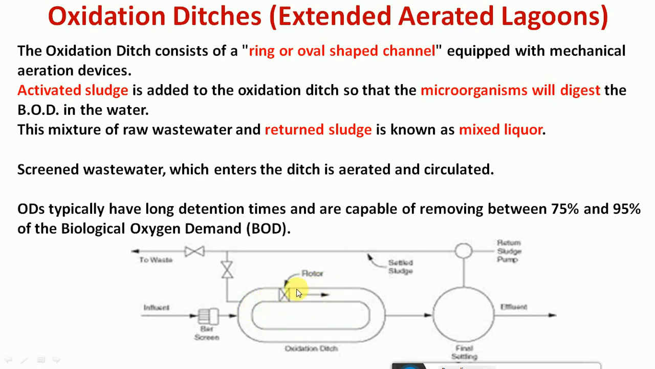We also supply oxygen and give some bacteria to maintain the food to microorganism ratio here to degrade the waste effectively. These typically have a long retention time and are capable of removing between 75 to 95% of BOD. So if you have a BOD of around 200 mg per liter in the effluent, this can reduce it by 75 to 95%. So that will reduce the BOD in this range.